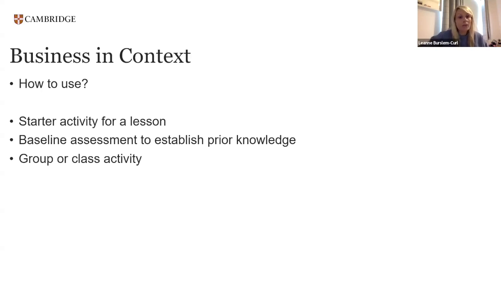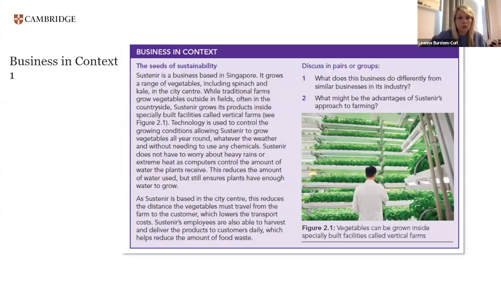I've got a couple of examples now from the coursebook to look at. The first is a company called Sustainare. As you can see on this slide, there are two different questions that are identified. What does this business do differently from similar businesses, and what might be the advantage of Sustainare's approach to farming?